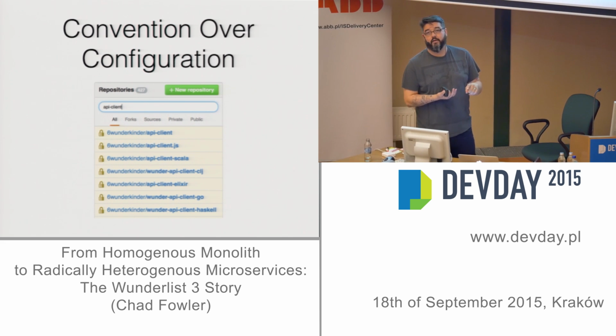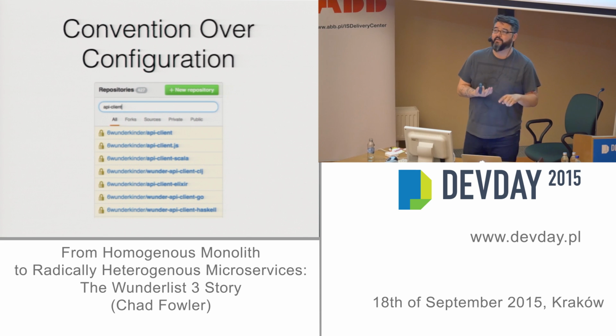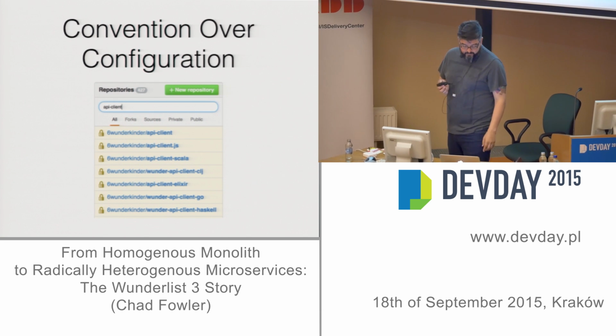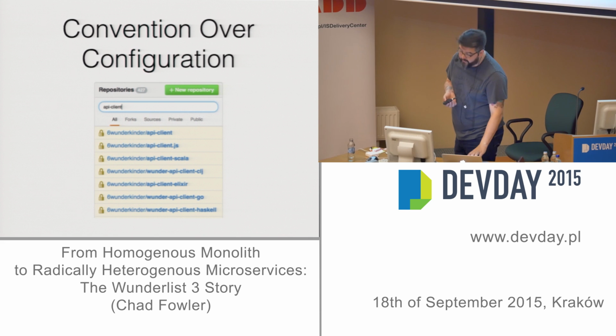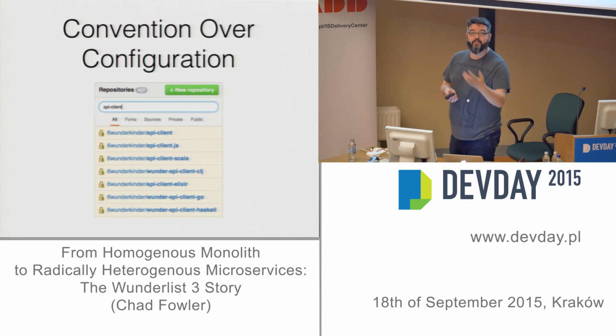We have a JavaScript one. We have a couple of ones on the JVM for Scala, etc. We have Elixir, we have Haskell. But every time we introduce a new language, we typically create one of these too, which is a very small thing.